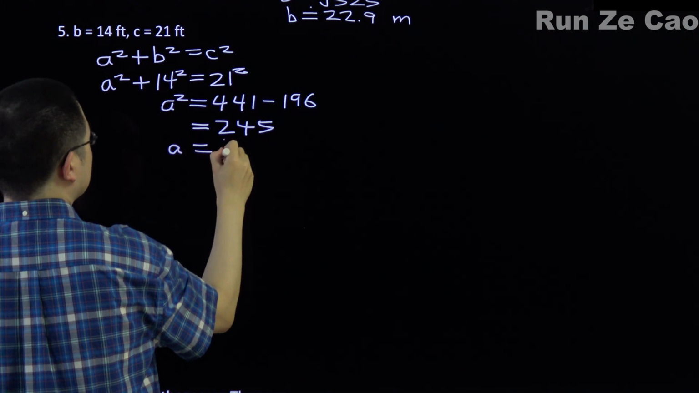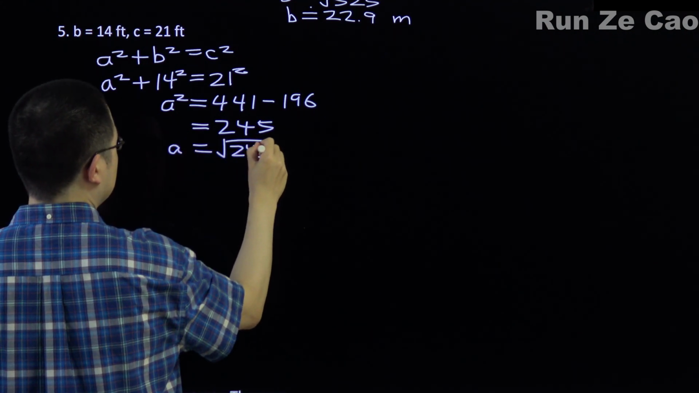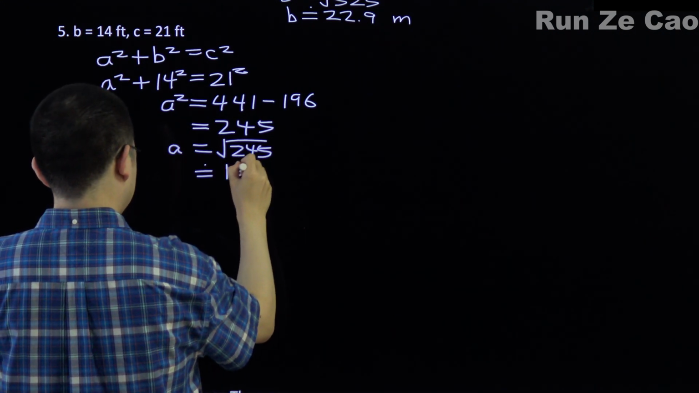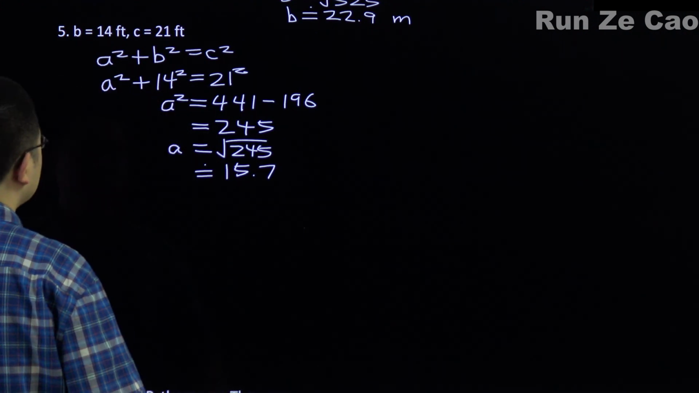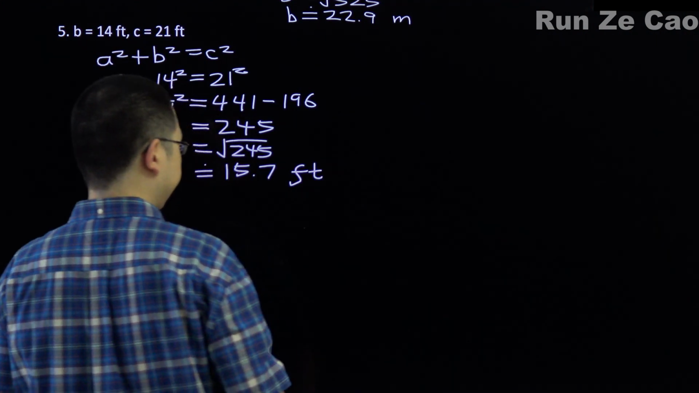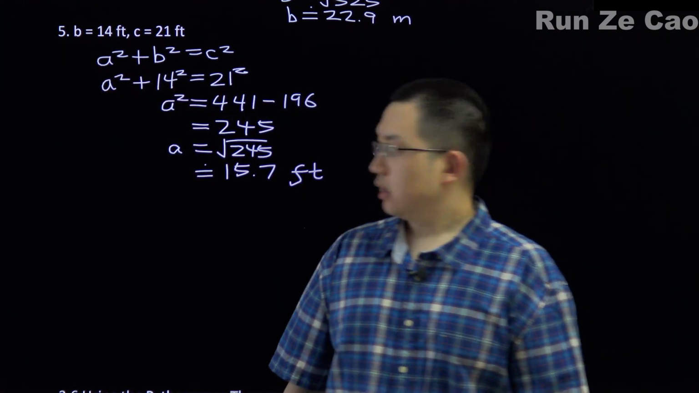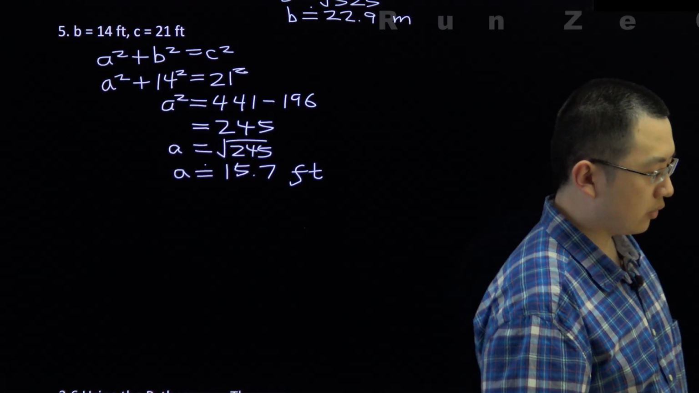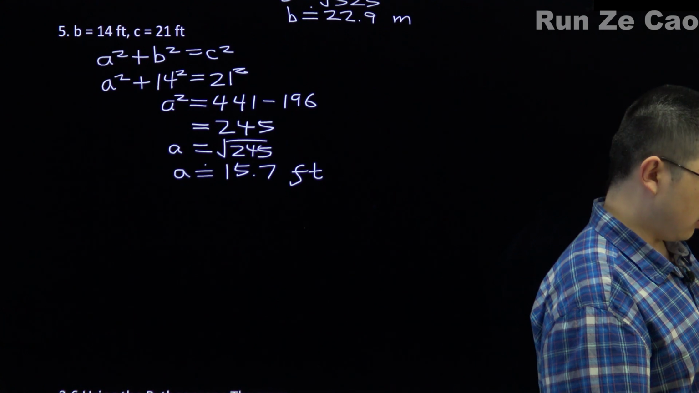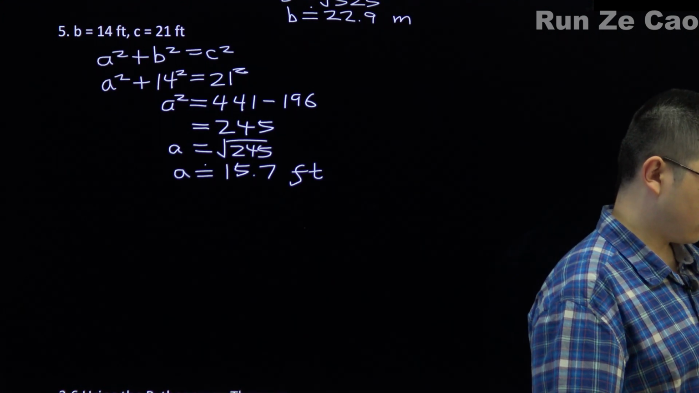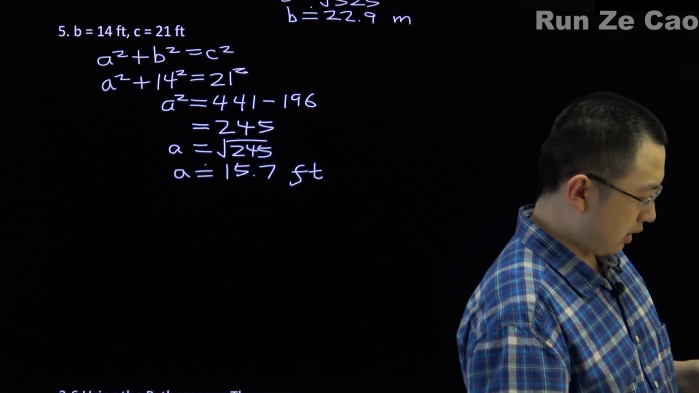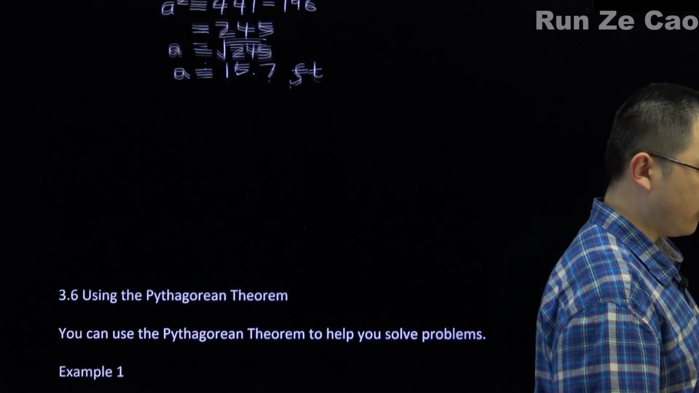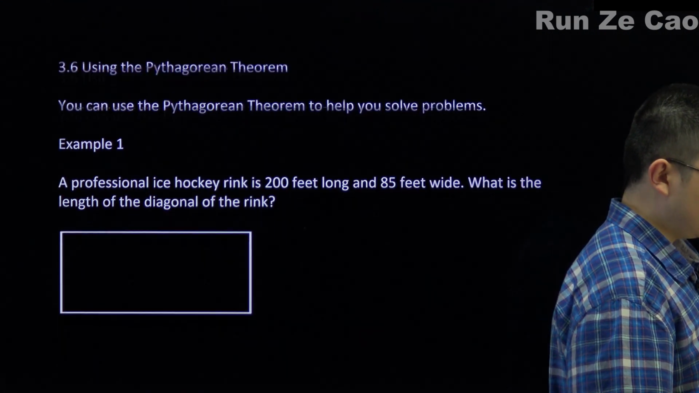So A is equal to root of 245, which is approximately 15.7. And this is in feet for the units. Well, that's what rounding to the nearest tenth gets you. Even though it's like 15.65247584 and so on, this is an irrational number, just like basically every radical that doesn't end real quick.